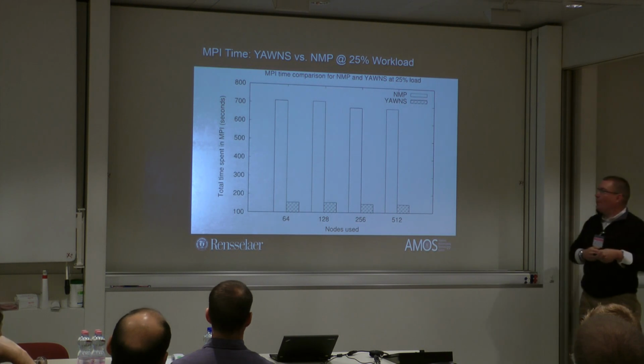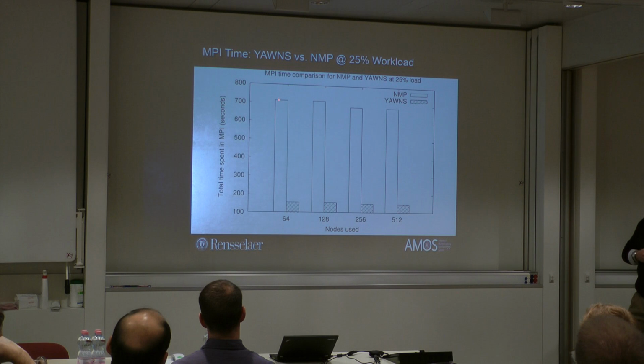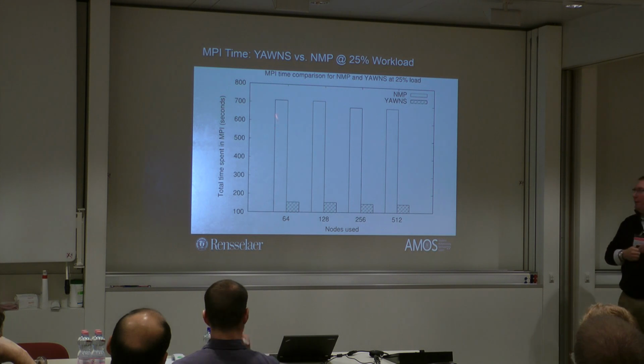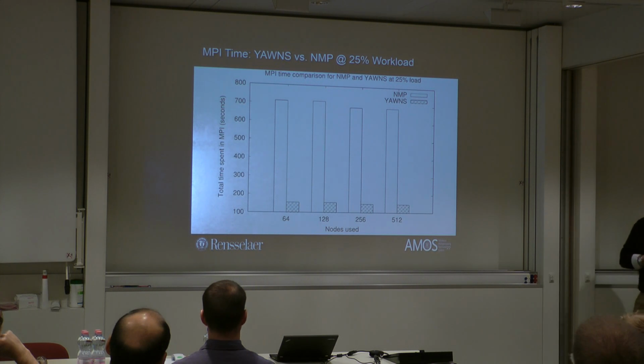Of that 4,200 seconds, roughly 720 or so seconds is spent in MPI for the null message protocol. They are piggybacking, but there's probably other null messages happening here as well, because we're only at a 25% workload. YANS is driven just by strict synchronization, so it's relatively low, right around 100 seconds of its total runtime spent in MPI.